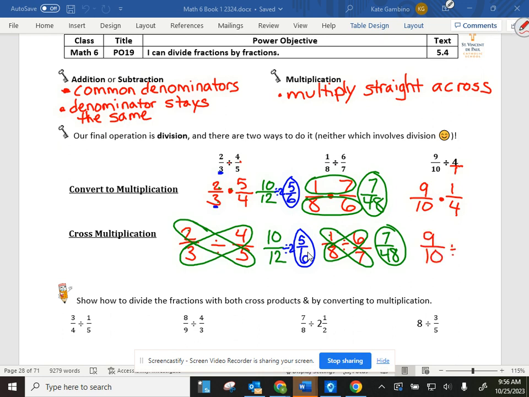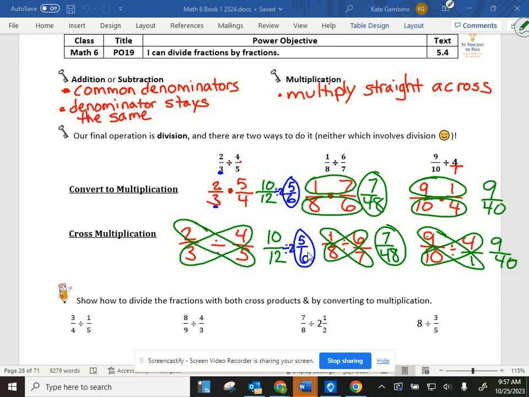Now let's look at our last one. 9/10 divided by 4. So the first thing I'm going to do is that numerator. What am I multiplying that numerator by? There's nothing there. Madeline? A 1. So 9 times 1 is 9. 10 times 4 is 40. Let's see if we get the same answer up top. 9 times 1 is 9. 10 times 4 is 40.